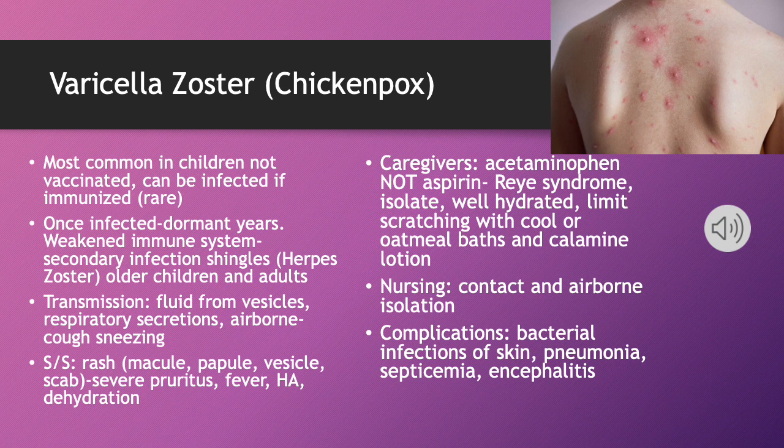Transmission is through fluids from the vesicles themselves when they pop open and leak. Also respiratory secretions, so it's airborne through coughing and sneezing. It is also important to note that children and infants cannot have aspirin due to the risk of a life-threatening illness called Reye syndrome. It is an illness of the brain and liver. We've also talked about giving ibuprofen. I also want to note that that's only safe for infants that are over the age of 6 months, because before that they have too immature of renal function. If a child has chickenpox and they are in the hospital, they will be placed on contact and airborne isolation.